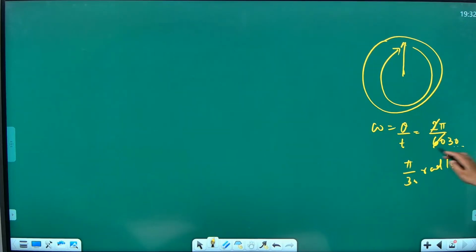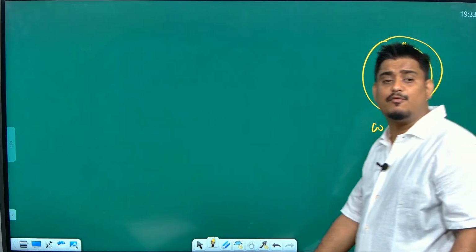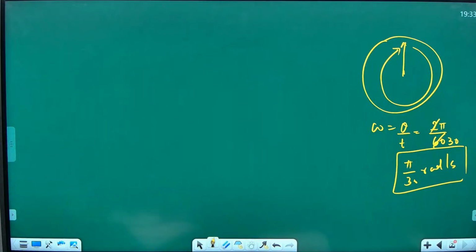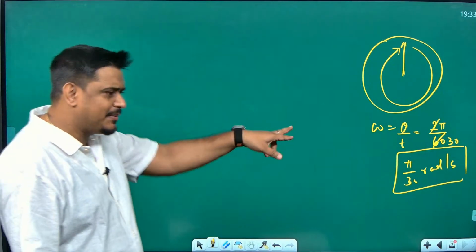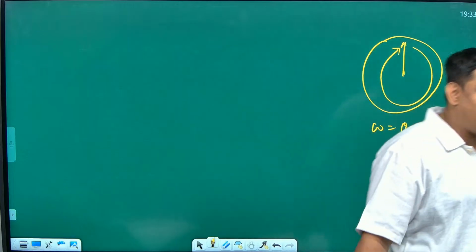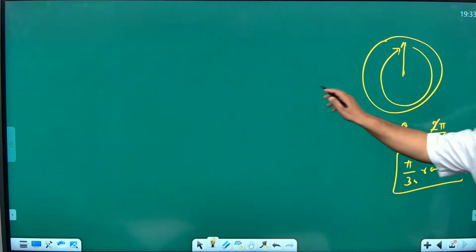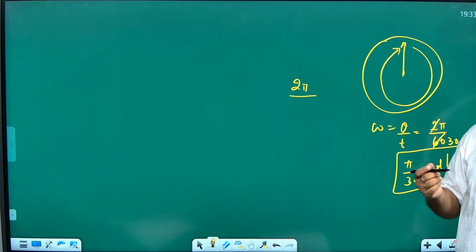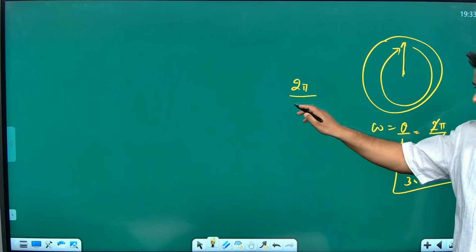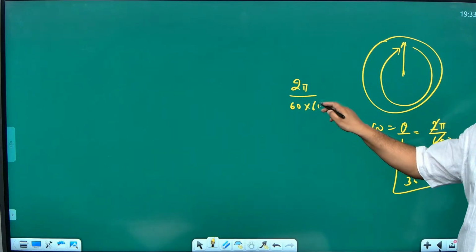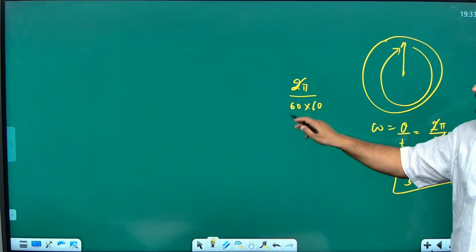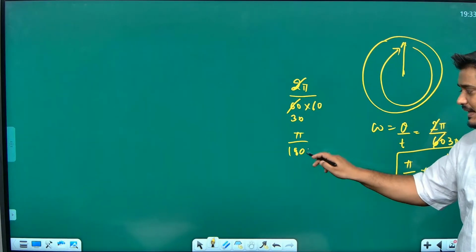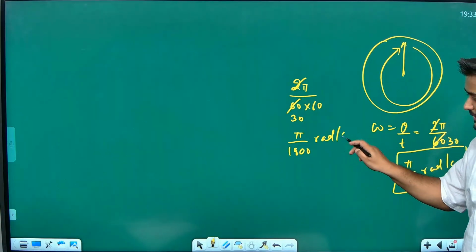In the same question, if I ask you what is the angular velocity of the minute hand, what will be your answer? Will the answer remain the same? No, it will change. It will become 2 pi divided by the time it takes. The minute hand takes 1 hour, isn't it? 60 into 60. So it will become pi by 1800 radian per second. Is it clear to you?